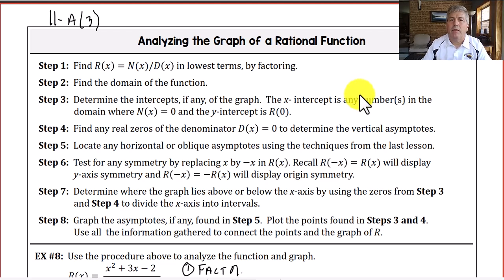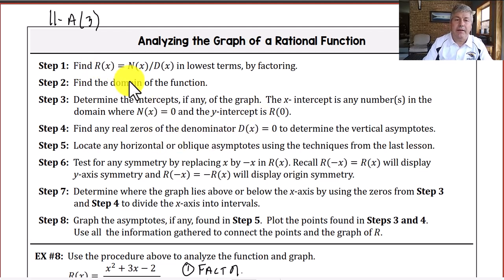Welcome back. The objective of this video is to run through a process of analyzing and graphing a rational function. Our curriculum gives us a guide here, a step-by-step guide of things to do. I do things in a little bit different order. There's things I see and like to do first. There may be things that you like to do in a different order as well. But there are some commonalities between what we do.